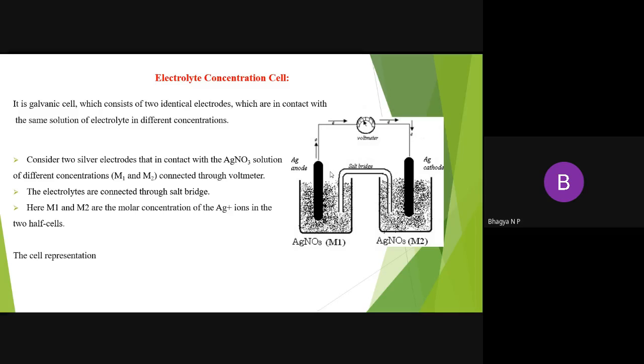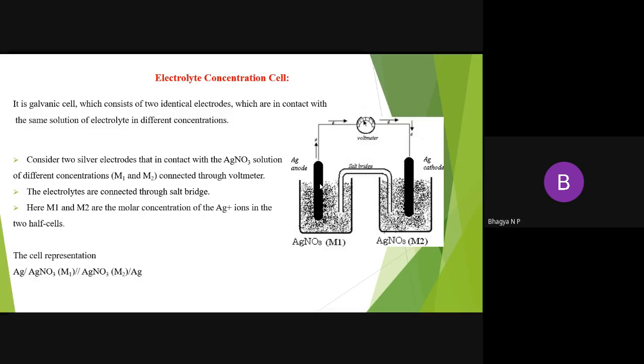Then what is the cell representation? Whenever we write the cell representation for the cell, always first we have to write the anode followed by the cathode. So here is the cell representation: Ag, single vertical line that gives the boundary line, silver nitrate of concentration M1, double vertical line represents the salt bridge, then silver nitrate M2, vertical line Ag. So this is the cell representation of this concentration cell.